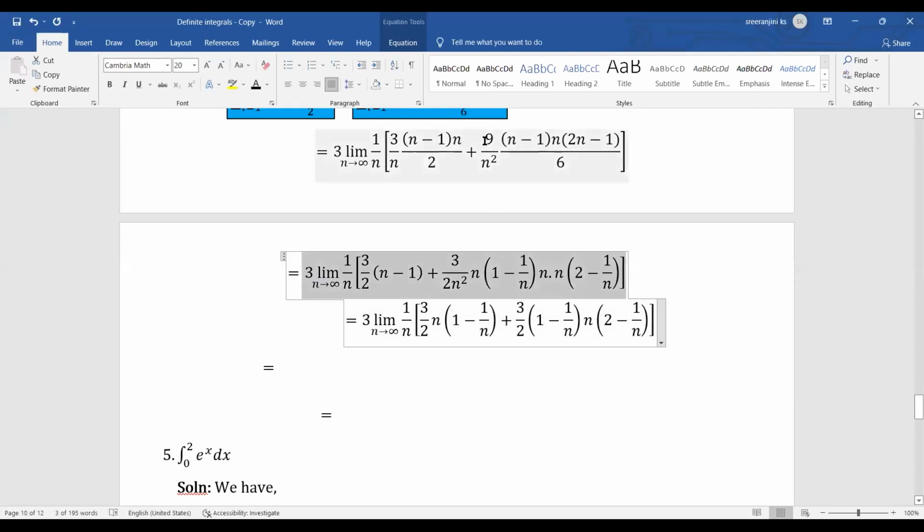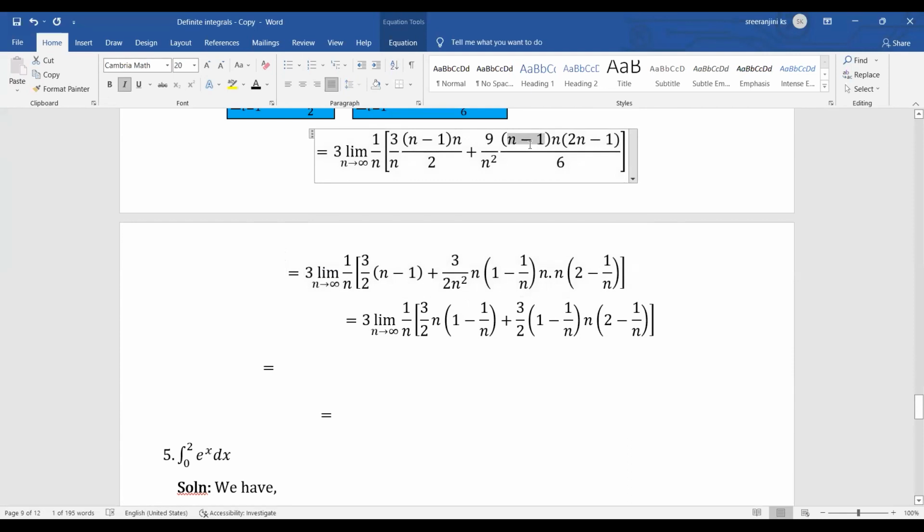So I repeat, 9 by n square, n minus 1, n into 2n minus 1 by 6. 9 by 6 is 3 by 2, then n square. From each factor we are taking n outside. So from n minus 1, we are taking n. It will be 1 minus 1 by n into n. Then n is there. 2n minus 1, that will be n into 2 minus 1 by n.